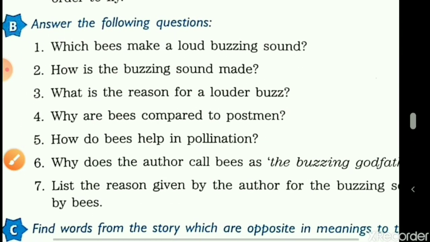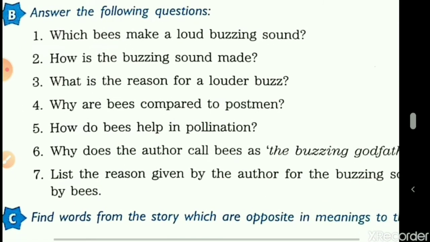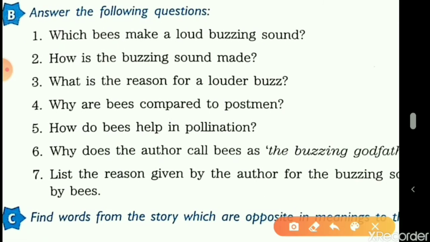Once again, revising the question and answer. Let's start with the first question. Which bees make a loud buzzing sound? Answer was bees, particularly bumblebees.